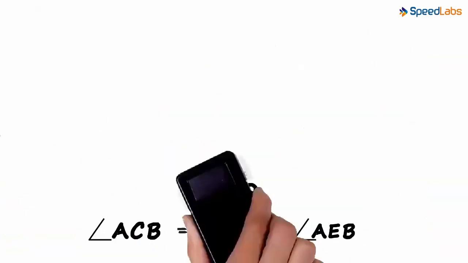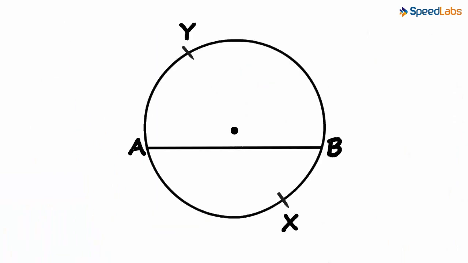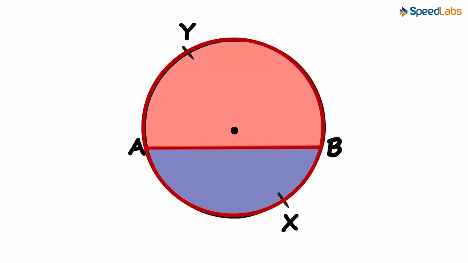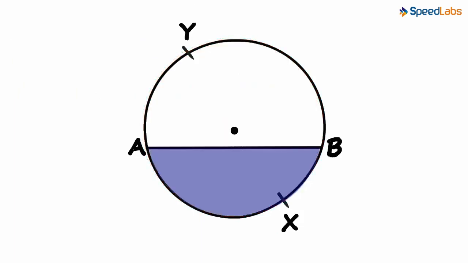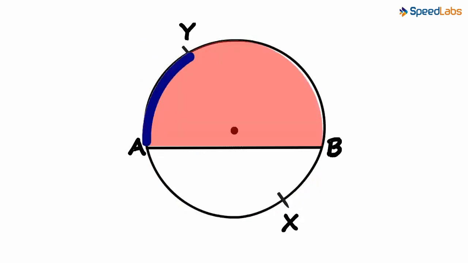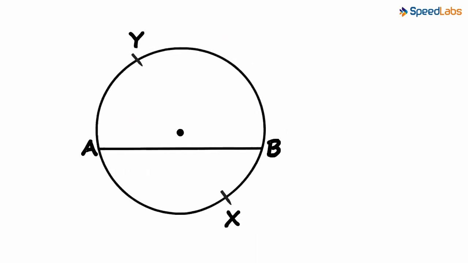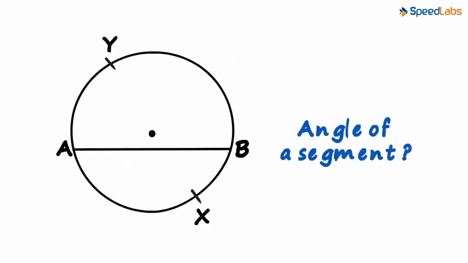So what is the angle of a segment? Look at this figure. Chord AB has divided the circle into two segments: segment AXB, which contains arc AXB, and segment AYB, which contains the arc AYB. What is the angle of a segment? For instance, what is the angle of the segment AXB?